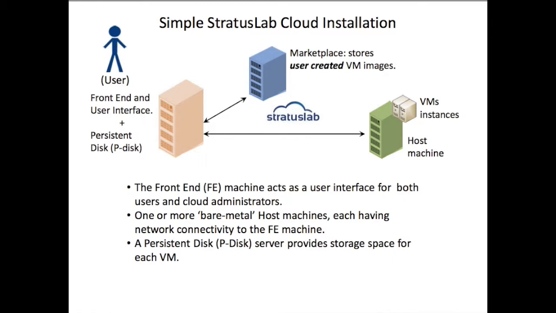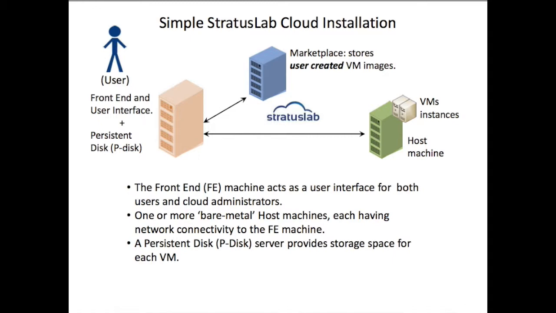A persistent disk machine server provides the storage space, effectively the disk drives, for the VMs which run in the hosts. VMs access their allocated disk storage using iSCSI over the network. A marketplace machine stores and serves up user-created images for use when running VMs. When required for a VM, an image is downloaded to the pdisk machine.